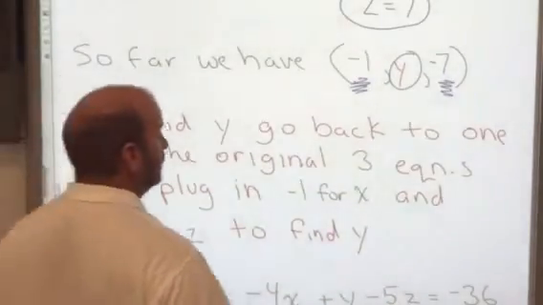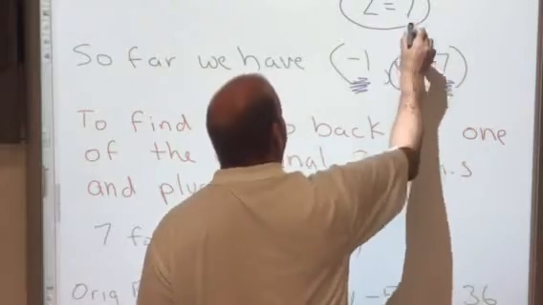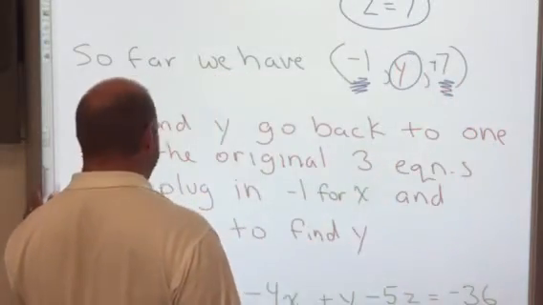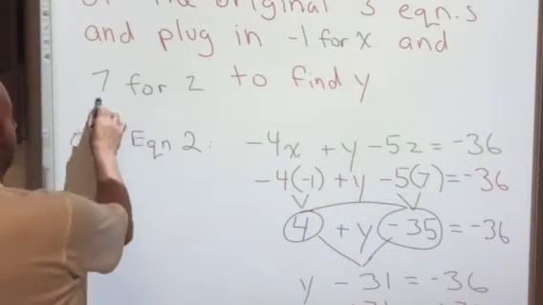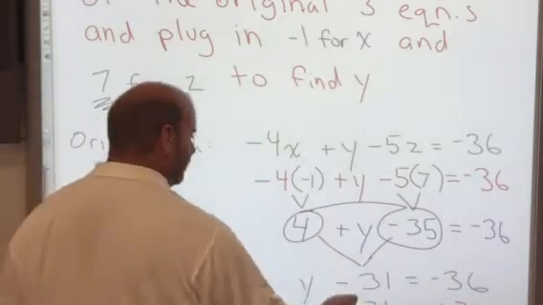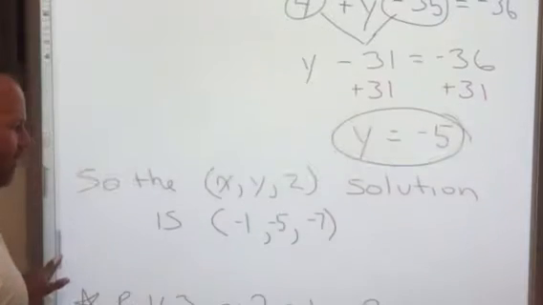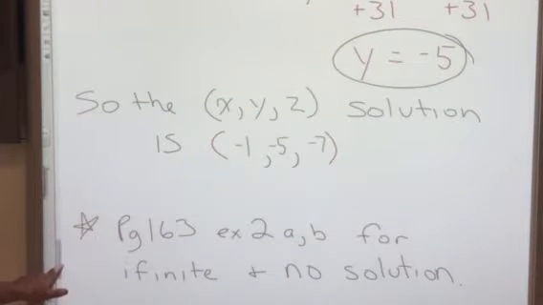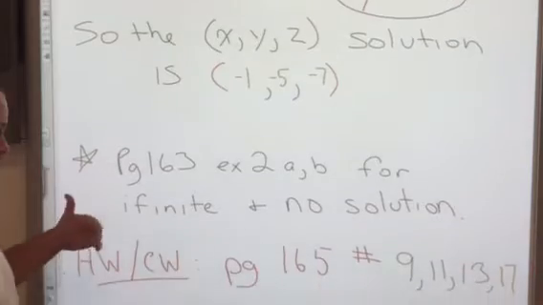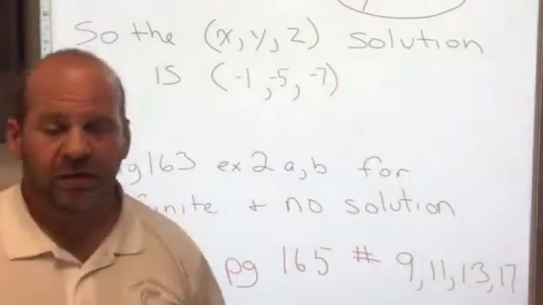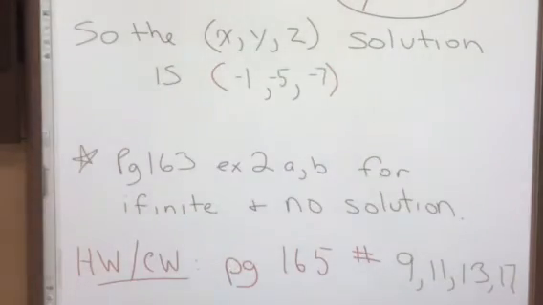That's a positive 7. That was a positive 7, and I'm glad I looked at this. 7 for z, so I plugged in 7. So you have all three variables, -1, -5, and -7. So I'm not going to repeat it, but go back and look at it as you need to.